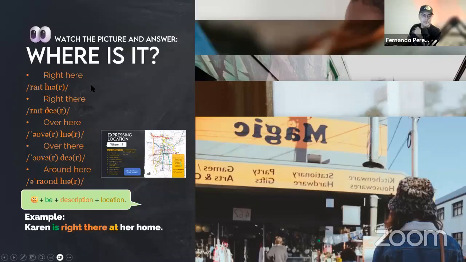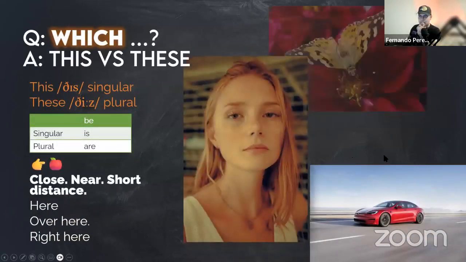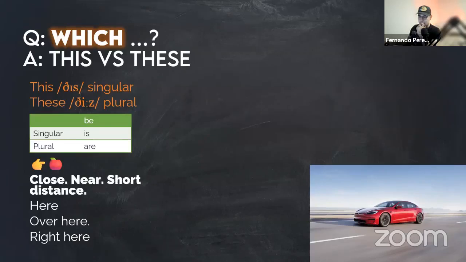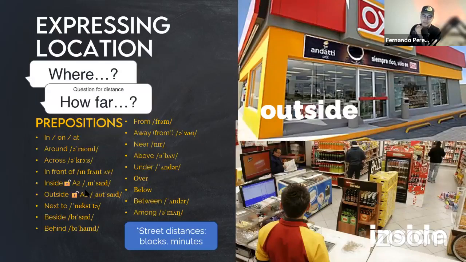So there you have it. We finished with right here, right there, over there, and around here. Different examples. Let's continue with the rest of the connectors. So we already practiced in, on, at. Let's continue with the rest of the connectors.